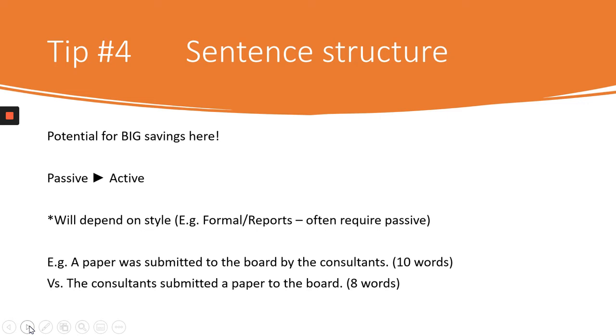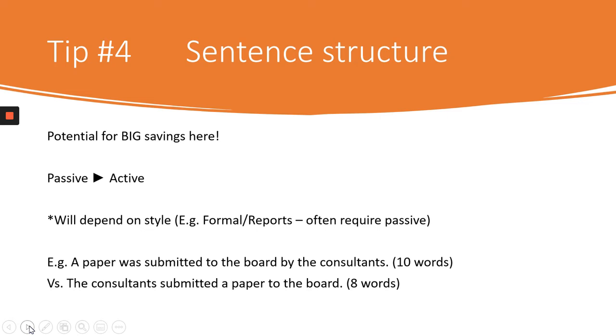For example, with a science report, you often aren't referring to the experimenter, you're using third person there in a passive voice. And sometimes formal writing will require that as well. But if you're not doing those types of writing, then you can change your sentence structure to be more active, and that will often cut down some words. For example, down the bottom of the screen there, a paper was submitted to the board by the consultants. It sounds nice and formal, 10 words. The same meaning can be conveyed with 2 words less using an active voice. The consultants submitted a paper to the board.